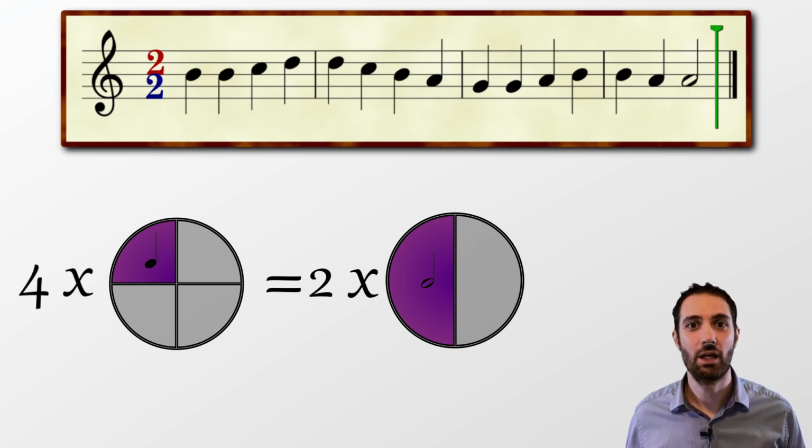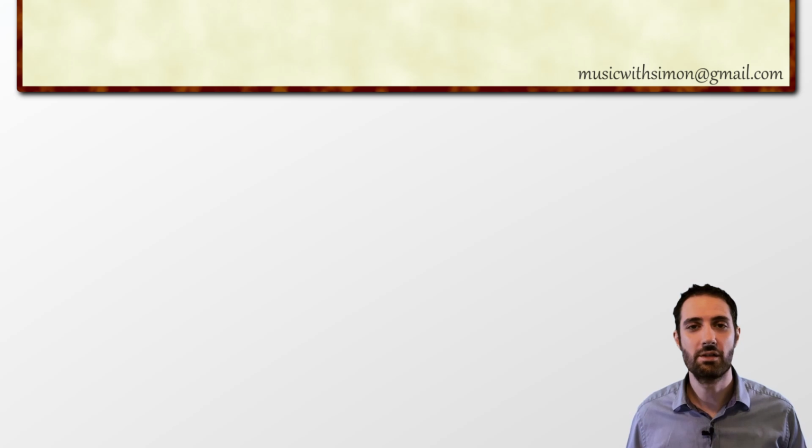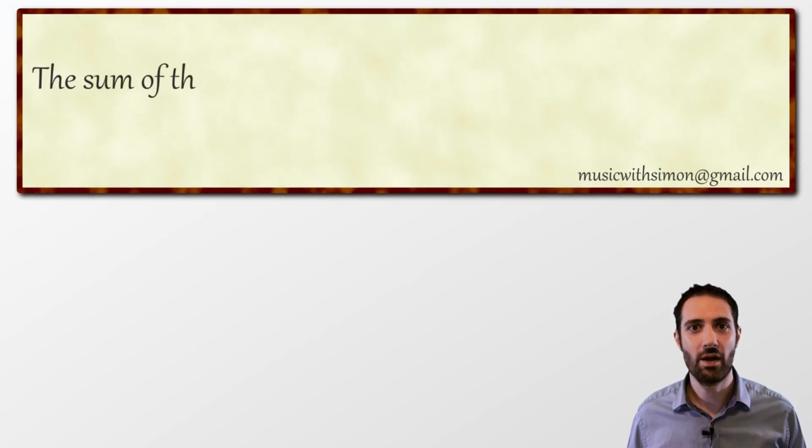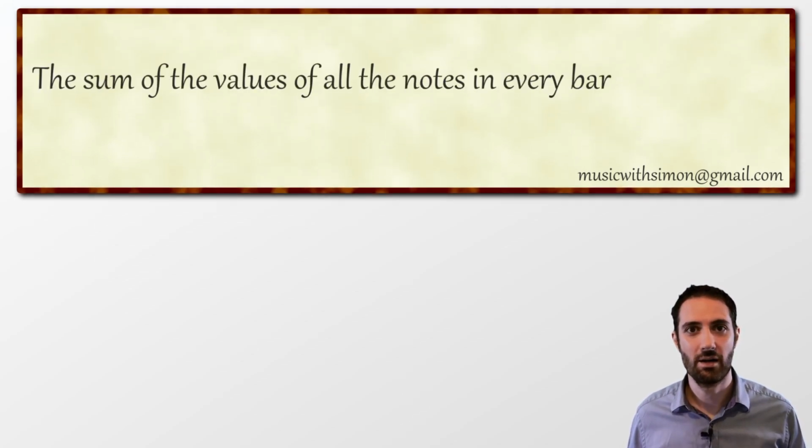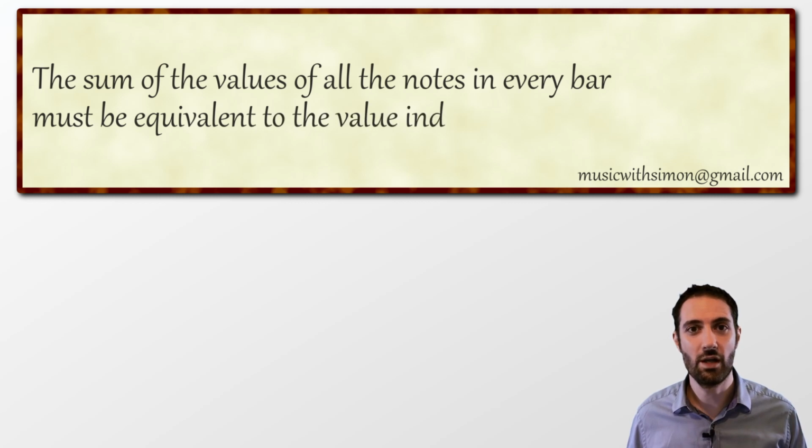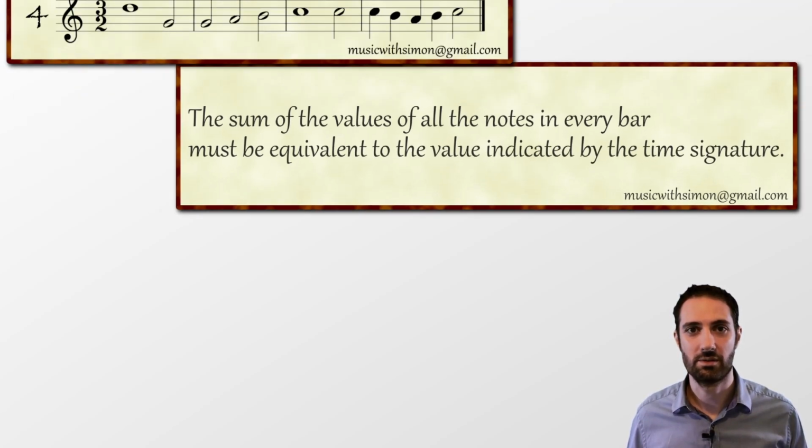Observe that here a duration of 1/4 corresponds to half a beat, not to a beat. We can use the mathematical equivalence of the fractions to check that every bar contains the right values. The rule is the following. The sum of the values of all the notes in every bar must be equivalent to the value indicated by the time signature. Look at these examples.